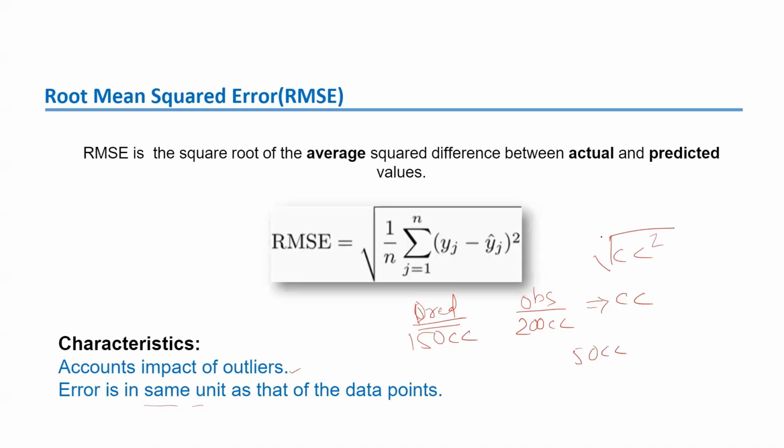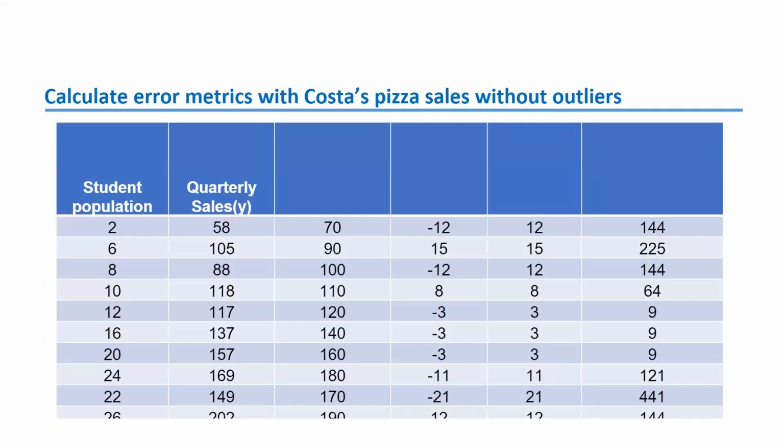And to counter the impact of the outlier, what we do is whenever we perform a square, the square of 50 cc will change to 2500 cc, which is a very big amount, and the volume is such that it will impact the outlier. So whenever you create the root mean squared error, and you see this value is very high, you'll understand that there is the impact of the outlier. Okay, we'll come to this again.